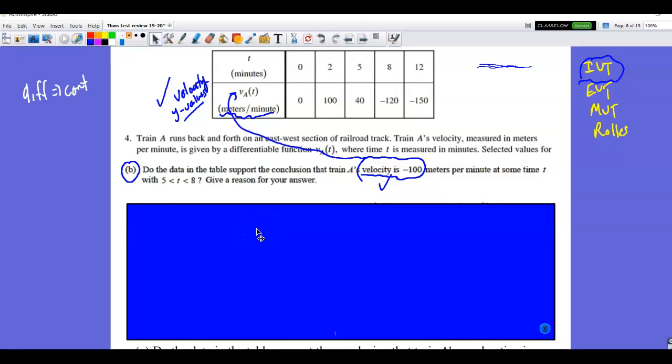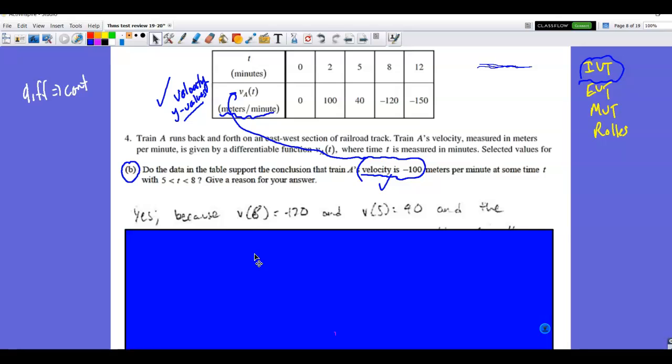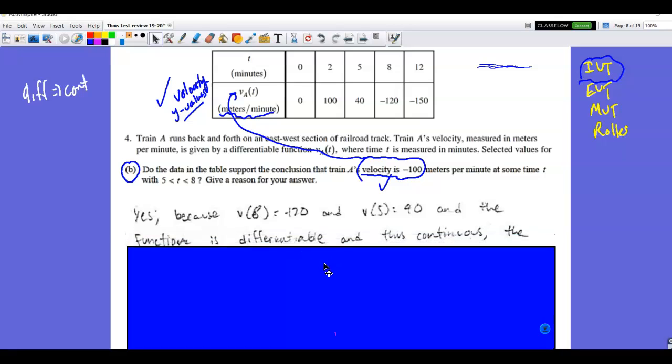Hopefully you've done your write-up and you're just comparing. This is a student write-up. This is a real live actual AP problem. So let's see how the student wrote it up, and the student got full credit for the question. The student says yes, confirming that the velocity will be negative 100 meters per minute because, and notice they start by claiming the y values. The velocity at 8 is negative 120 and the velocity at 5 is 40.